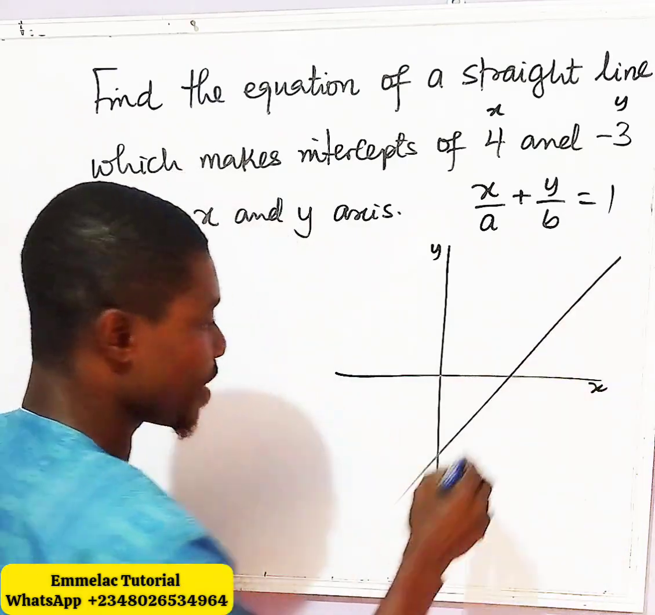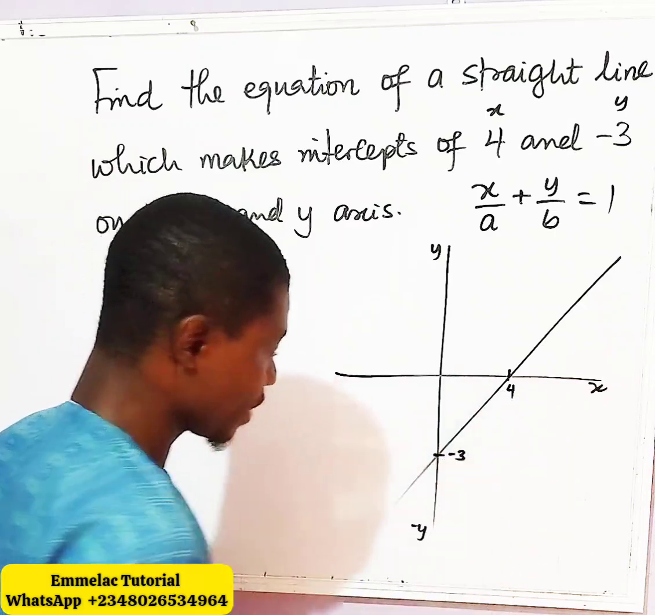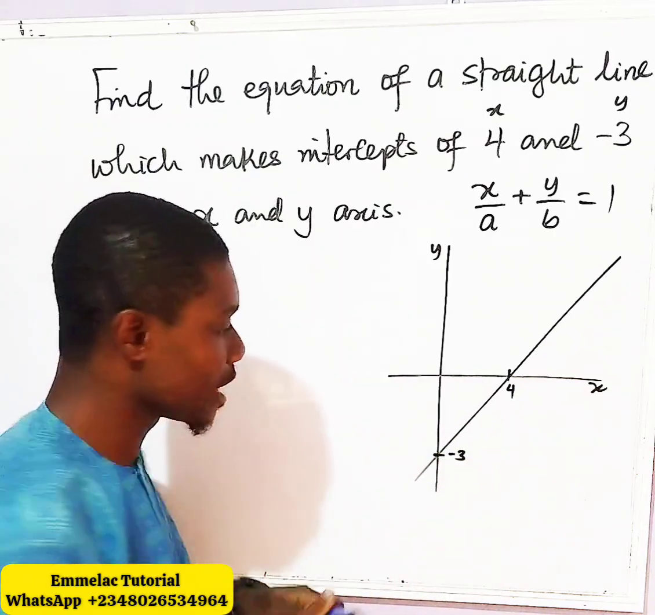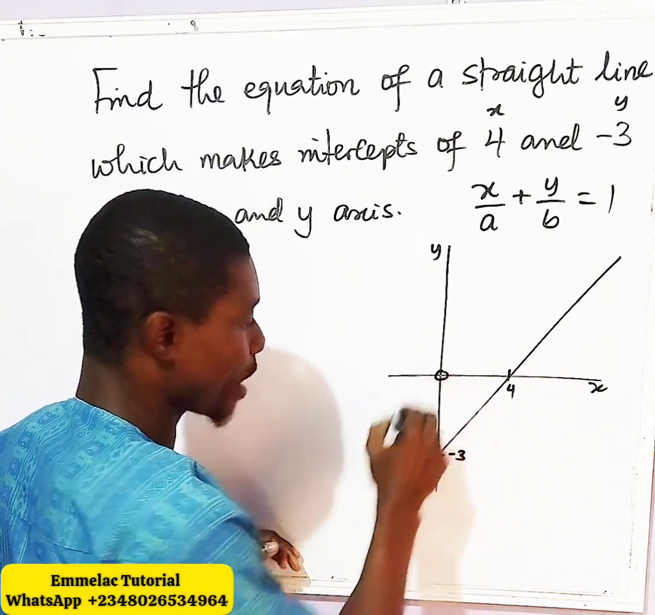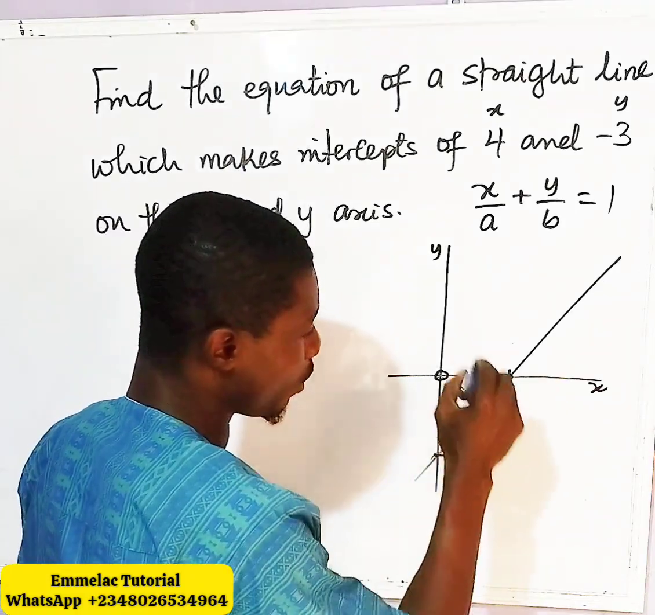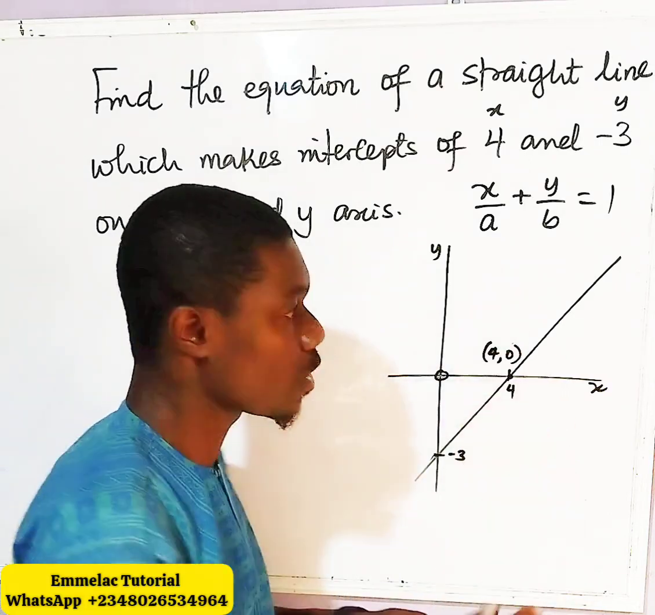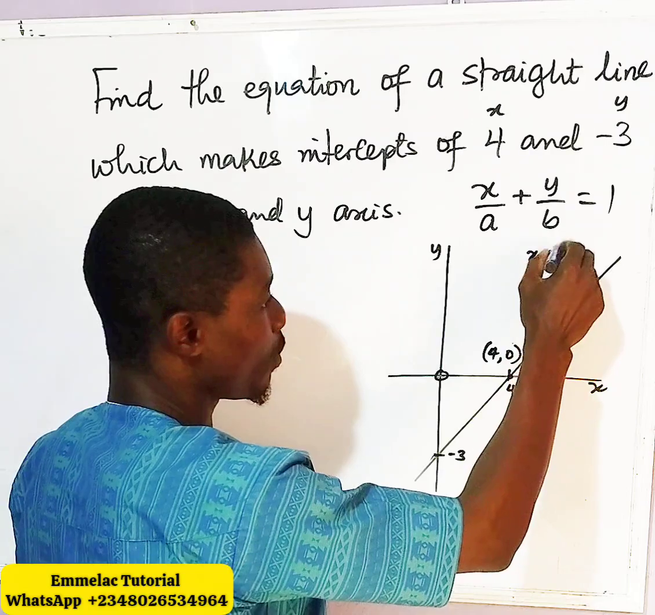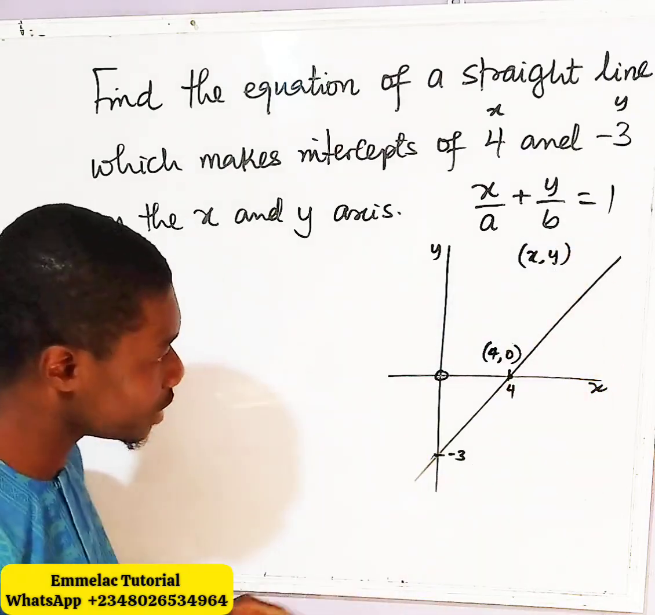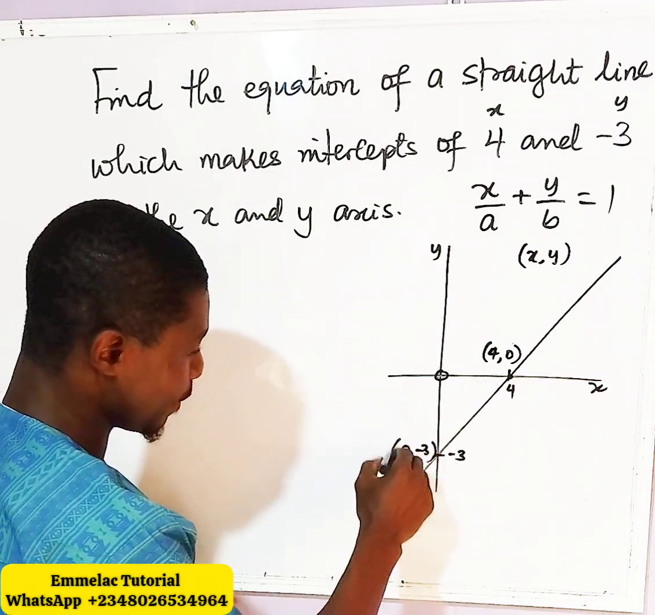So if here is our 4 and here is our negative 3, and this is our 0, this implies this point here has a coordinate of 4 and 0. Take note, the normal coordinate is always x, y. And the coordinate here will definitely be 0 and negative 3.